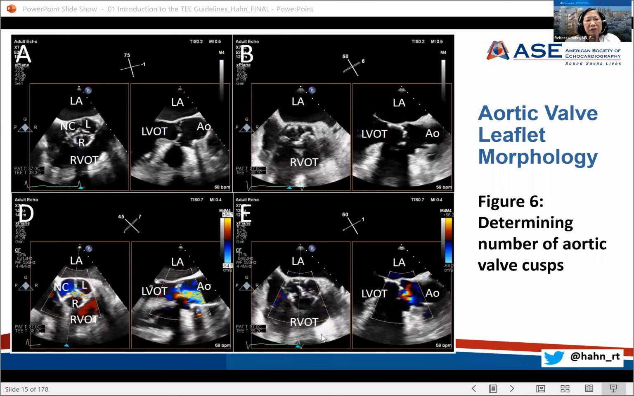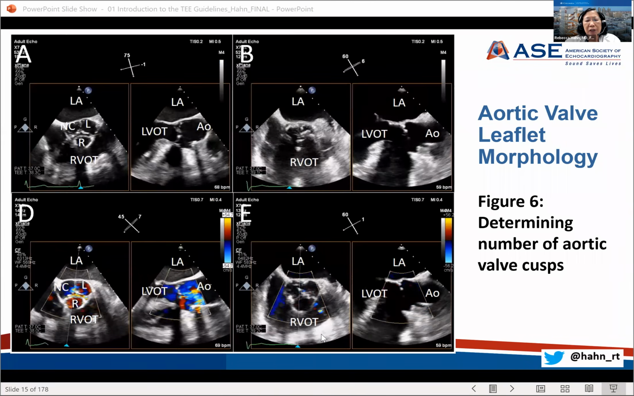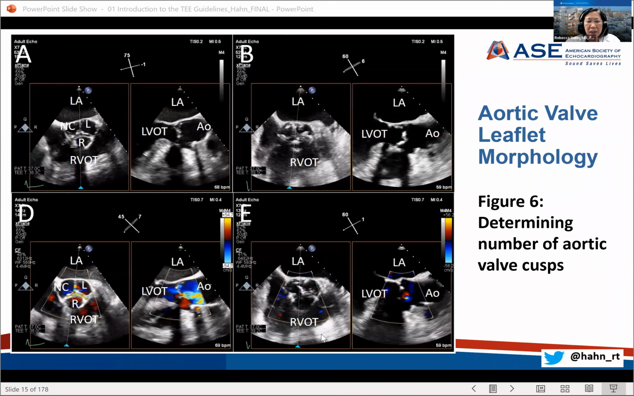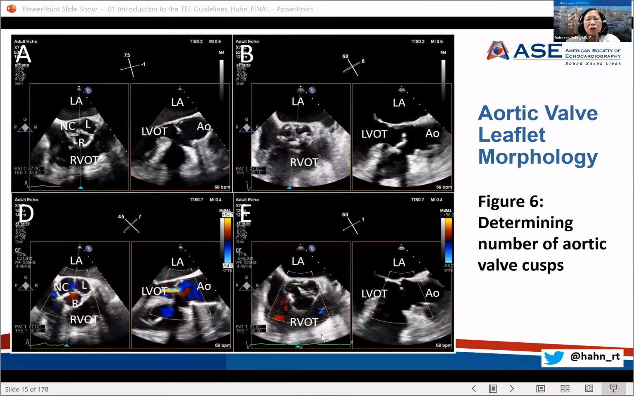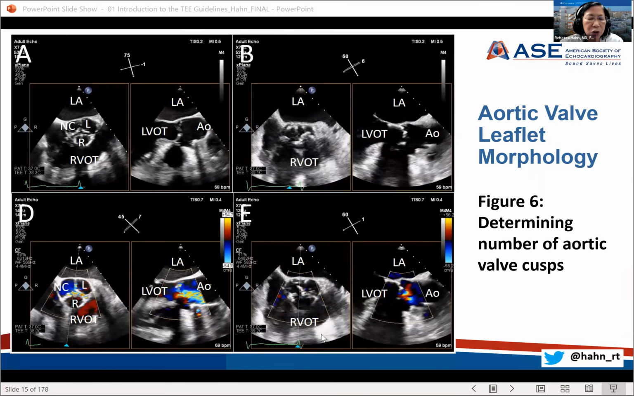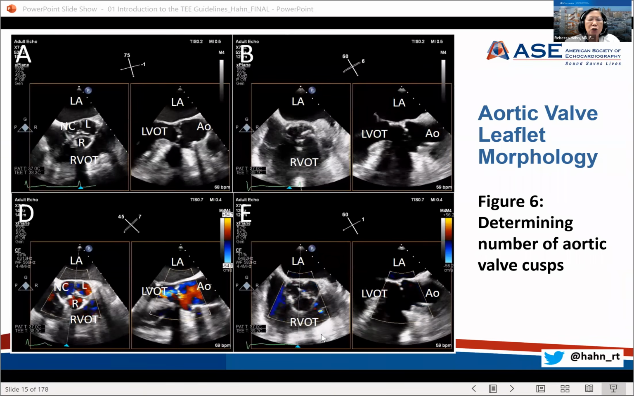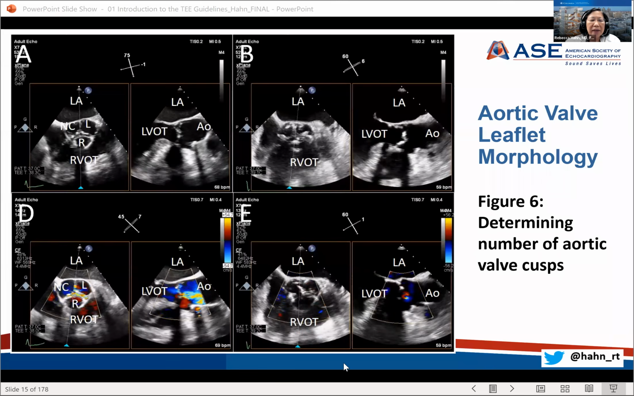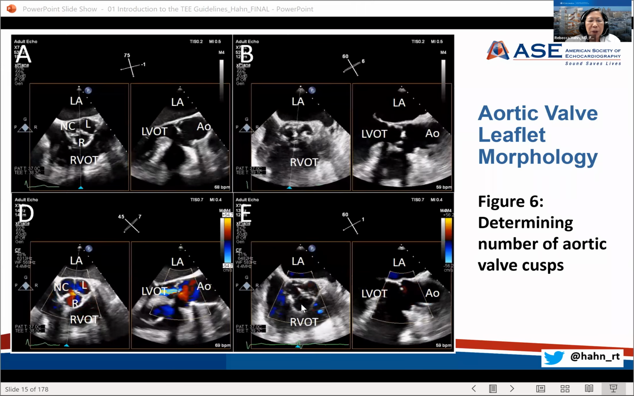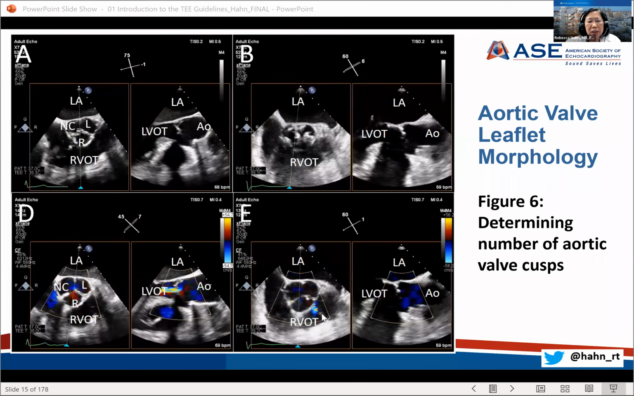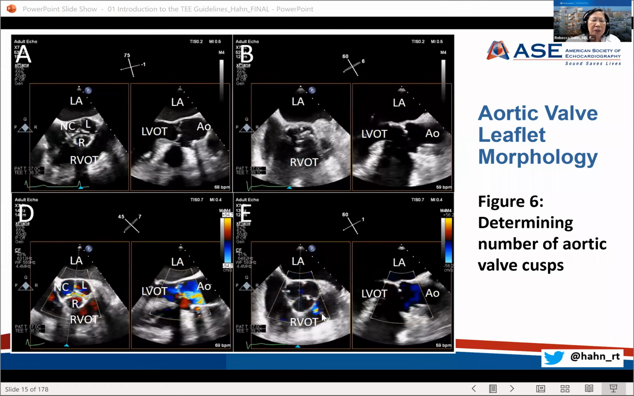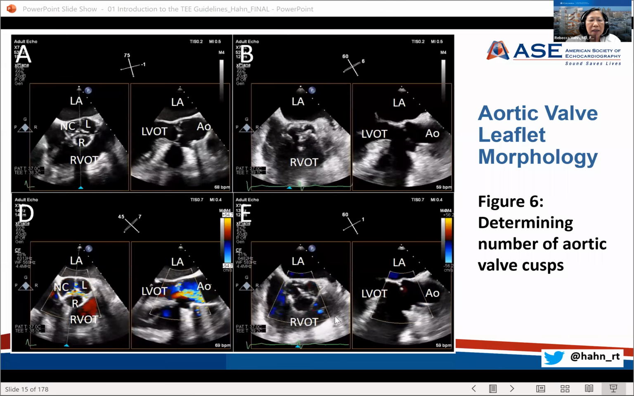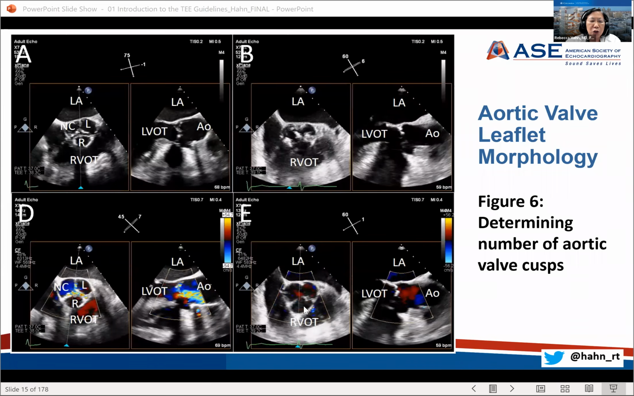Now, when we're looking at leaflet morphology, it's really important for us in the interventional sphere to understand whether or not you have a bicuspid or a trileaflet valve. So all the randomized trials have been limited to trileaflet aortic valves, with a lot of registries now being used to document the outcomes of bicuspid. But my favorite way of determining whether or not you have a tri or bicuspid valve is to look at the color Doppler.